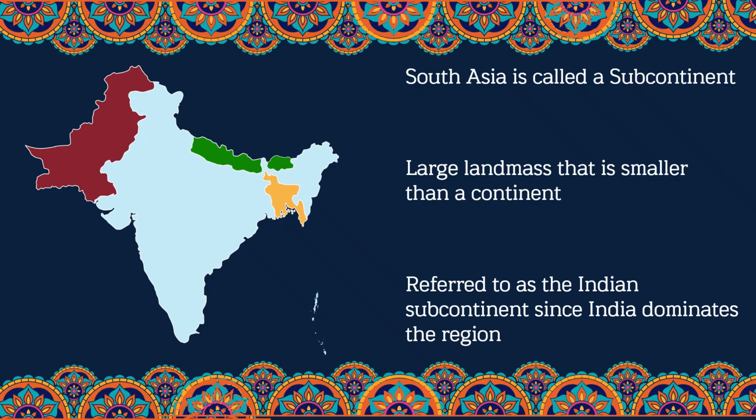South Asia is a subcontinent. It is a smaller landmass than one of the traditional 7 continents that we were talking about at the start of our series. However, it is often referred to as the Indian subcontinent because India dominates the region.